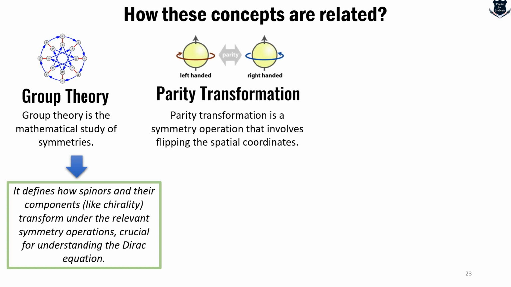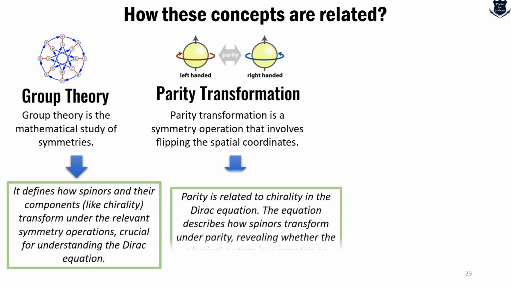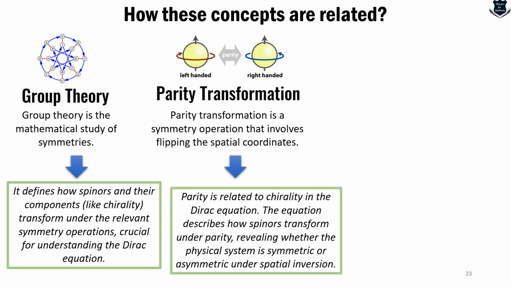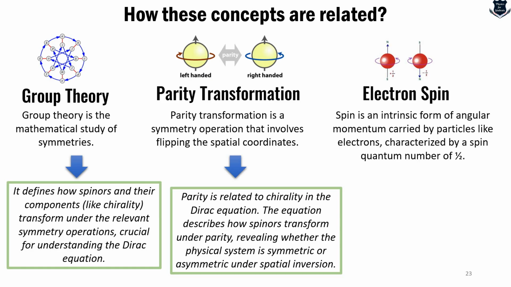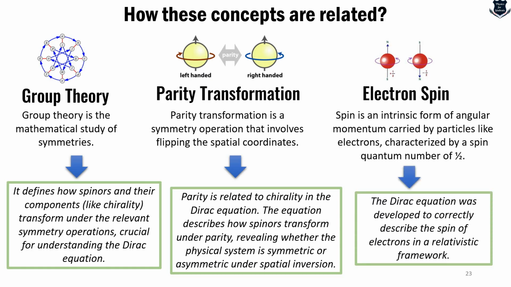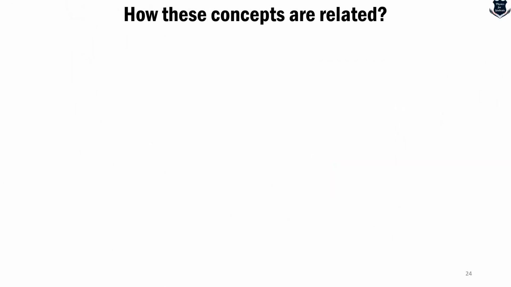Parity transformation, yes, it is a symmetry operation that involves the flipping of the spatial coordinates, and parity is related to chirality in the Dirac equation. And finally, we talk of electron spin, which is quite evident because it has spin half, and the Dirac equation is taking care of that. So these are how these concepts are related, and why we need to study how they actually contribute to our understanding of the Dirac equation.